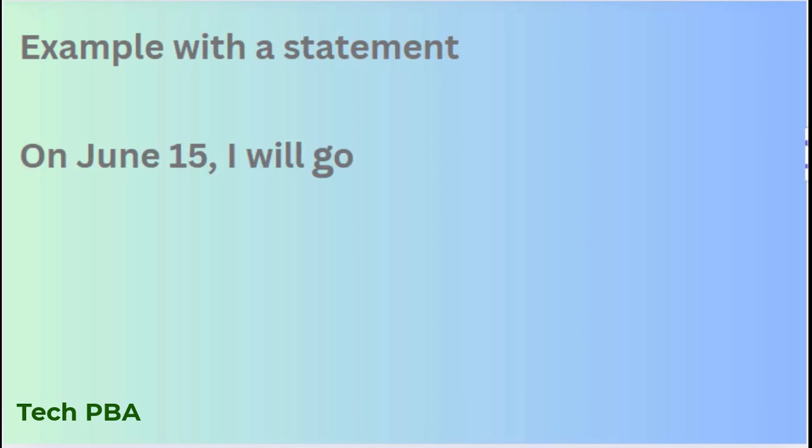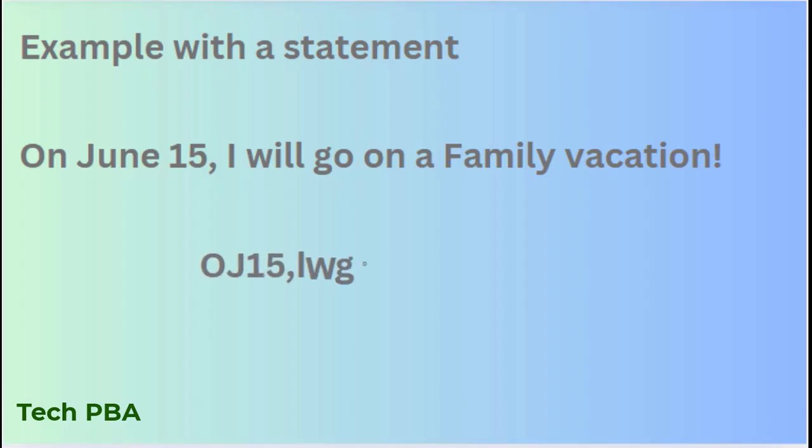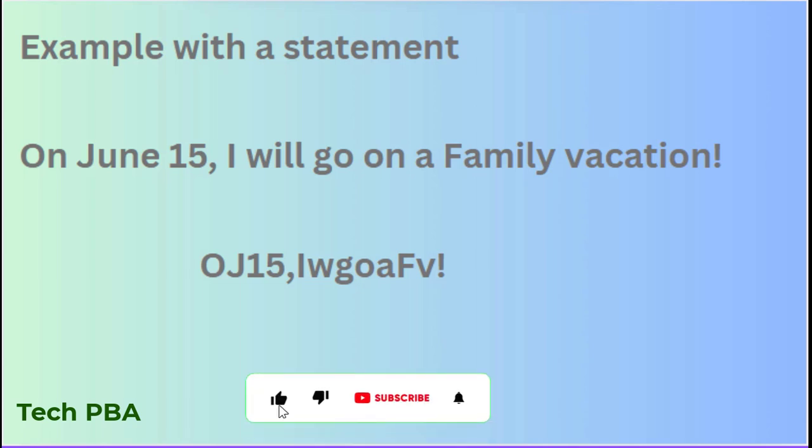You can also use the first letters in a statement or in a sentence, the first letters of every word in a statement or a sentence. In this case, the example I used is: on June 15th, I will go on a family vacation. You can see that I have the capital O in the password, the J for June, and then I used the 15 and then a comma for added security or for added complexity. And then you can see the rest of the letters in the words follow in the password I created.